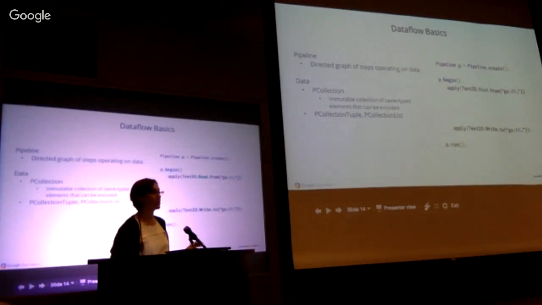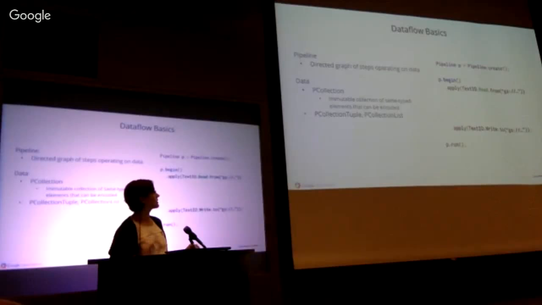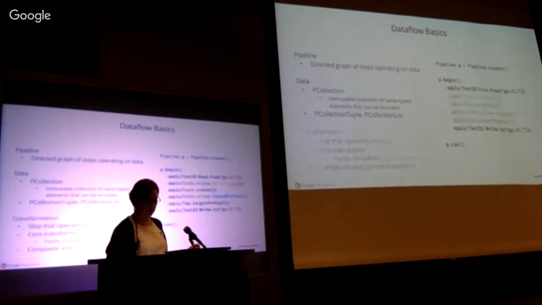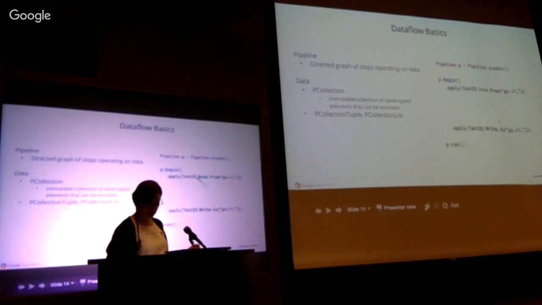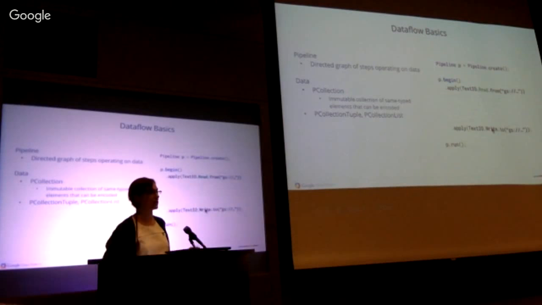Our data is the collection, PCollections, and they're immutable collections of the same type elements that can be encoded. And then you have more advanced collections, like collection tuples and lists. And so in this case, our collection is created when we read the text IO here. That creates a collection. And when we write, that created a materialized collection.